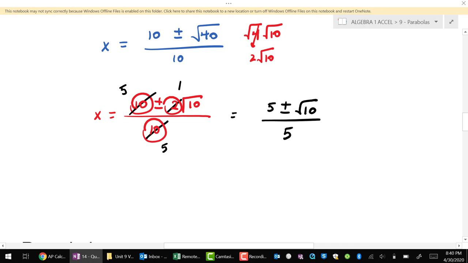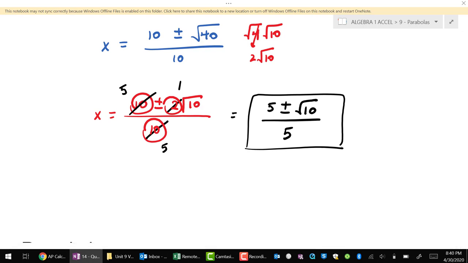Once again, be careful that we don't cross off those 5s. That would be incorrect. We can't cancel that way. You're not going to break up part of the numerator without the denominator as well, so be careful.